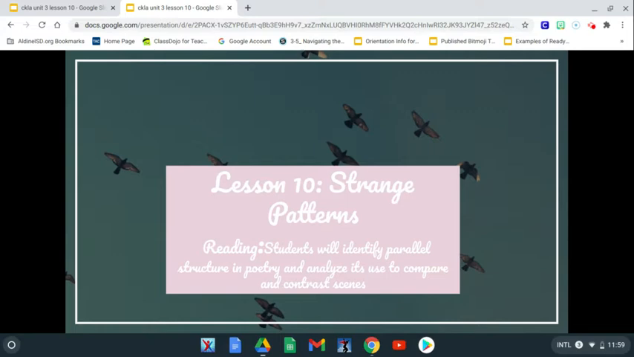And our poem's title today is Strange Patterns, right? So isn't that cool that we're going to be identifying structures and we're dealing with patterns? So I don't know, for some reason, it just seems really cool that they go side by side. So let's continue to go on into our lesson.